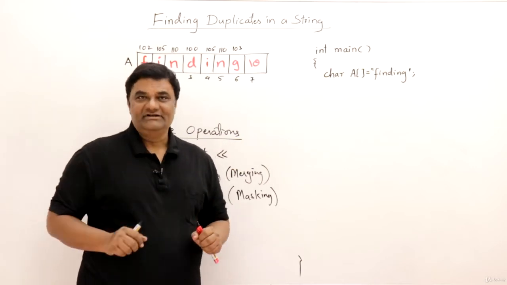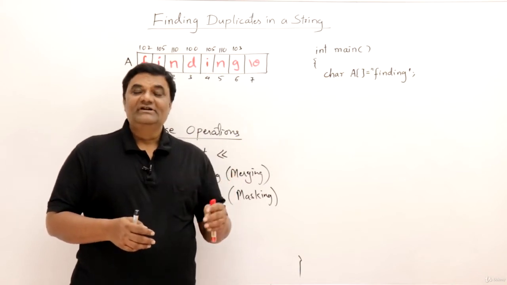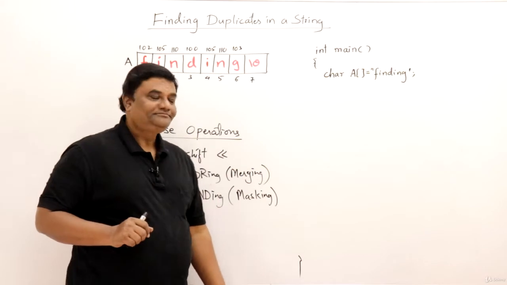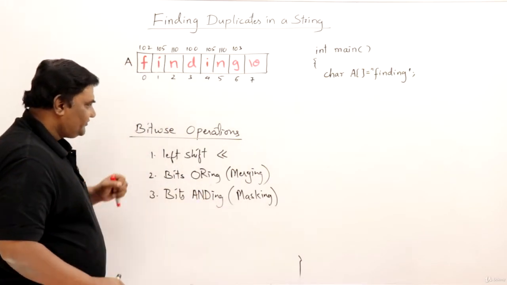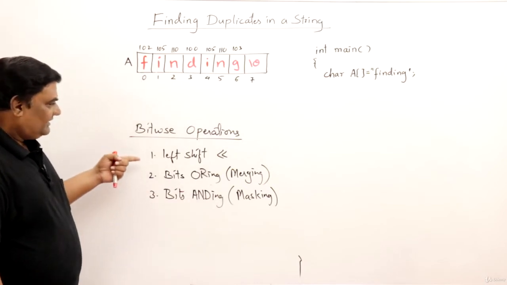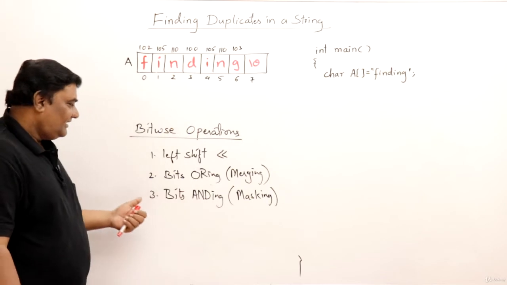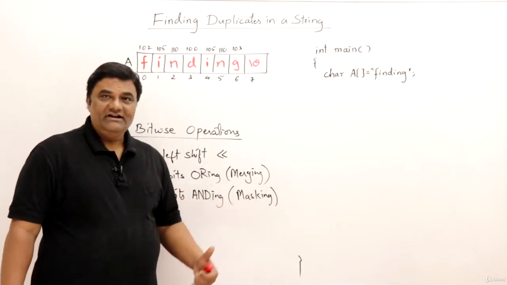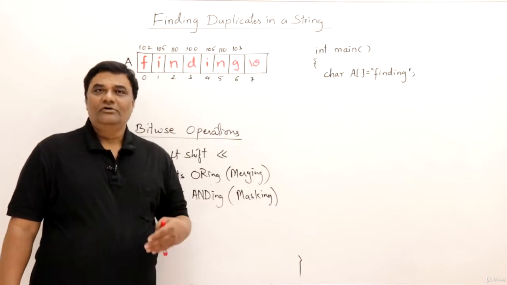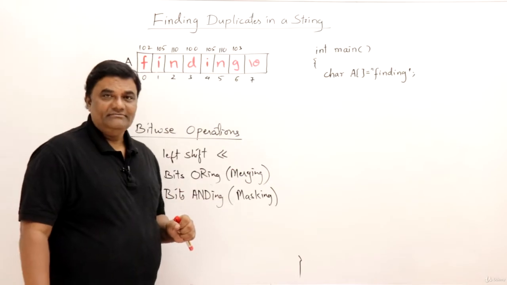For learning this method, we should have some concepts with us. So let us revise those concepts. Then we will find the duplicate elements in a string. The concepts that we should know are bitwise operations. What bitwise operations should we know? Left shift, bits ORing, which is also called merging, and bits ANDing, which is also called masking. So we should know these things. Then we will see how to find duplicates. So let me explain all these things one by one.